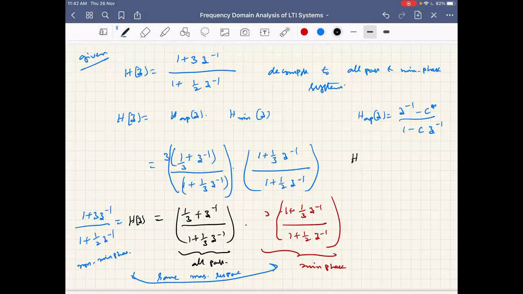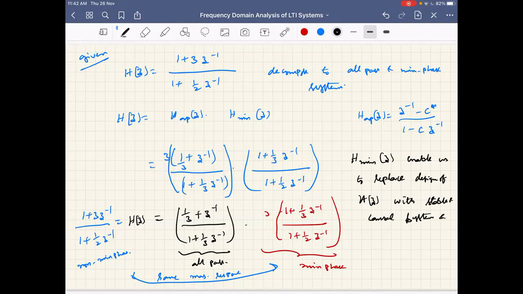So the advantage is that H minimum phase of z enables us to replace the design of H(z) with a stable and causal system design, and inverse stable and causal, having the same magnitude response as H(e^jω). That is the advantage of this decomposition.